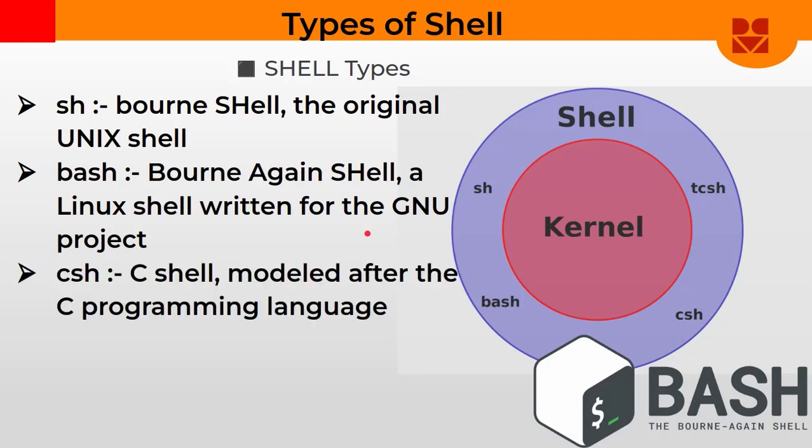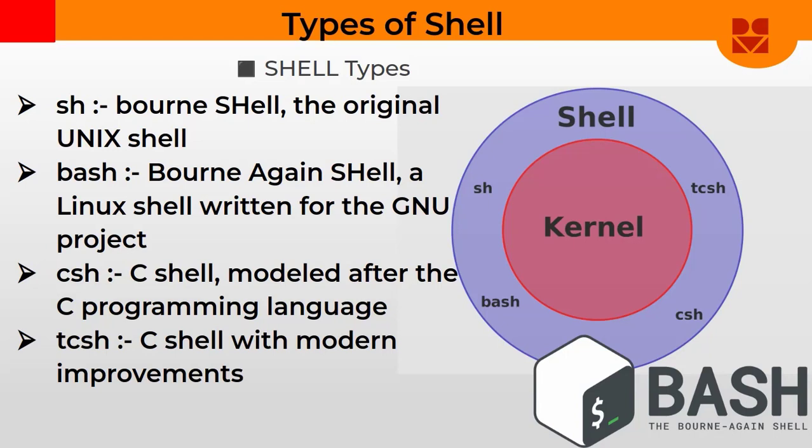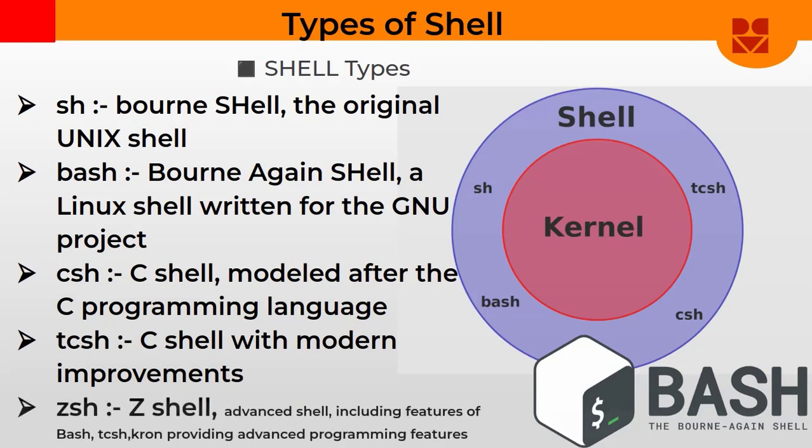And then we have the C shell, which is modeled after the C programming language. We have the TC shell, which is the C shell but with some improvements. And then we also have the Z shell, right? The Z shell is an advanced shell which includes features of the Bash shell, the TC shell, and cron. It provides advanced programming interfaces. So basically, there are a whole lot more shells, but these are some types that we are covering in this video.